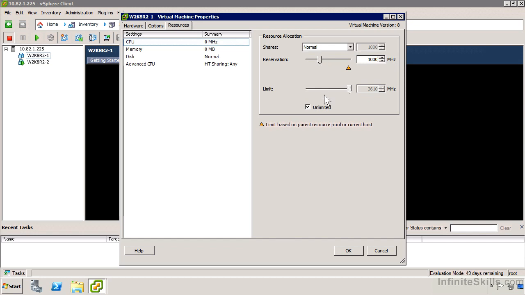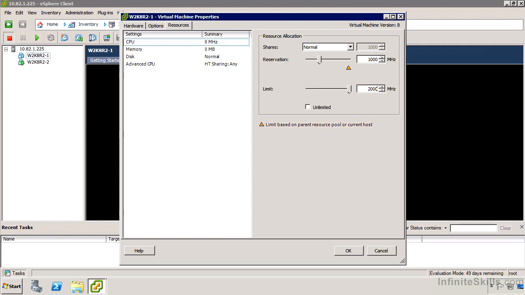A limit, however, is a little different. So what I can do with a limit is say, well, I want them to have guaranteed 1,000 megahertz of CPU at all times, but I never want them to have more than 2,000 megahertz of CPU at any given time. We get to play within our reservation and limit. If there's more CPU time available than 1,000 megahertz, VMware will give that to the VM if it needs it, but in this case, up to a maximum of 2,000 megahertz.